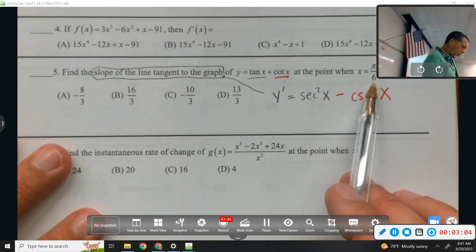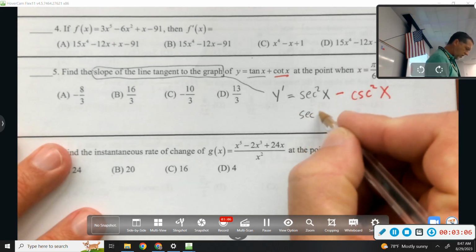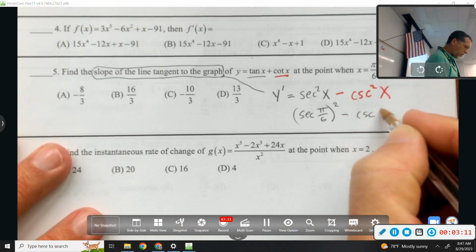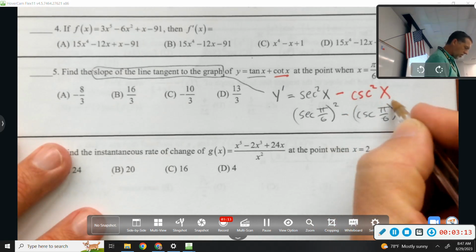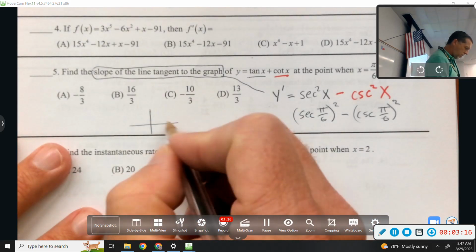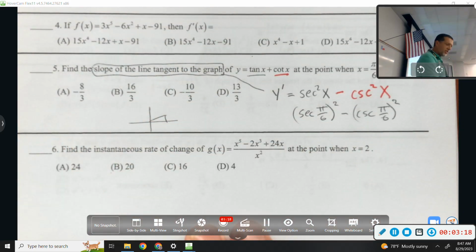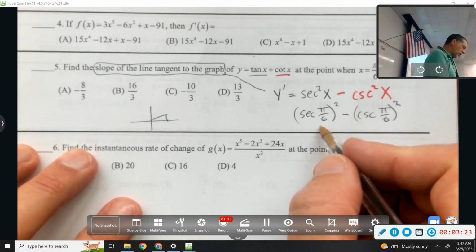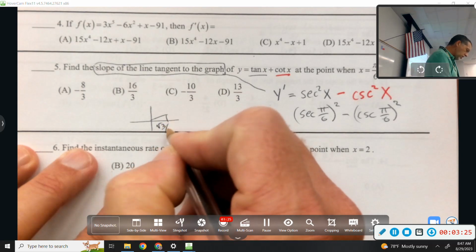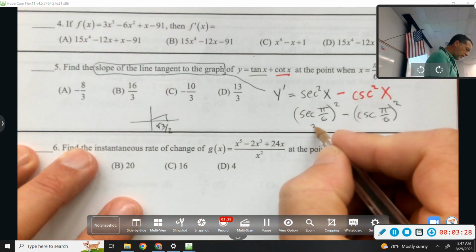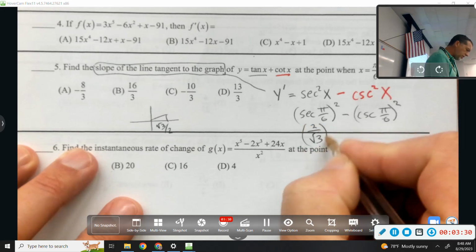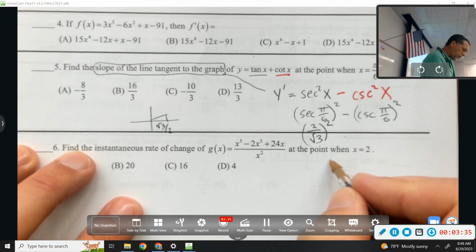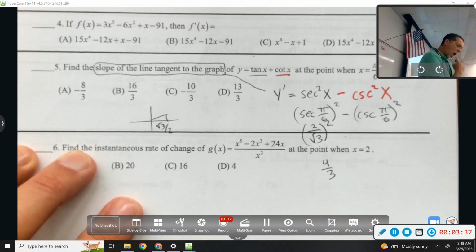Okay, when x equals pi over 6. So secant of pi over 6 squared minus cosecant of pi over 6 squared. Pi over 6 is the shallow angle. Secant goes with cosine, root 3 over 2, but I flip it and get 2 over root 3 squared. So that would be 4 over 3.